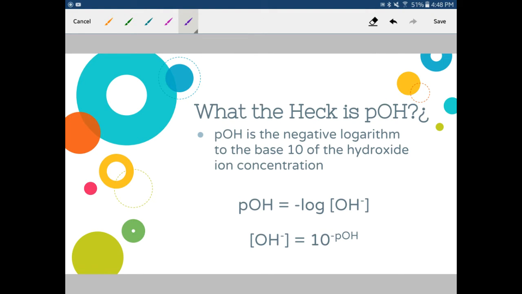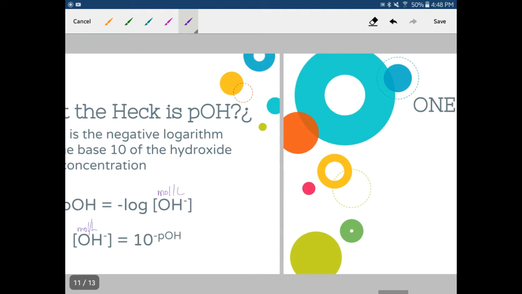So it's the exact same two formulas, where we have the negative log of our hydroxide ion concentration in moles per liter. I simply plug this in, using the negative sign and log buttons on my calculator, and it equals some numerical value. Same with this: if we're looking for the concentration of our hydroxide ions, then we have 10 to the negative pOH. Now, our pOH scale is completely inverse of our pH scale.